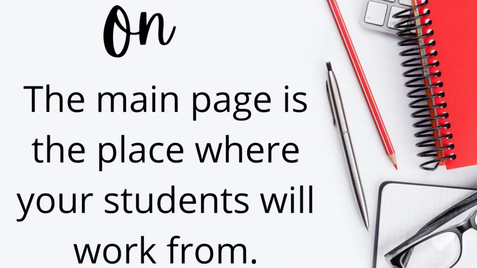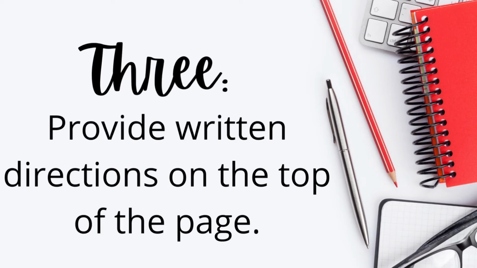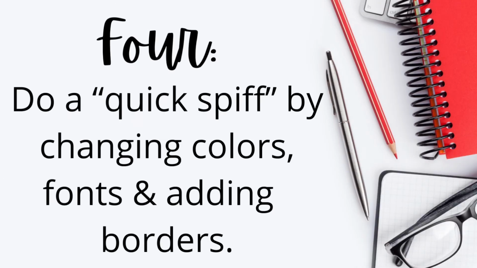Let's just do a quick recap of what we've learned in this module. The main page is the place where your students will work from to access all of your digital content. Connect your modules to the main page in the order that you want your students to follow, either from top to bottom or left to right. Provide written directions on the top of the page as a reminder for the student. You can do a quick spiff for the main page as well by changing background or font color, adding text frames or borders.